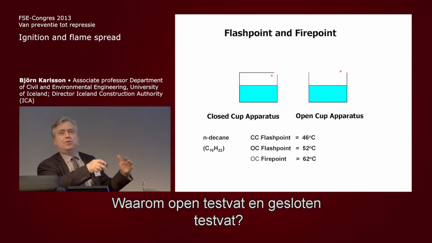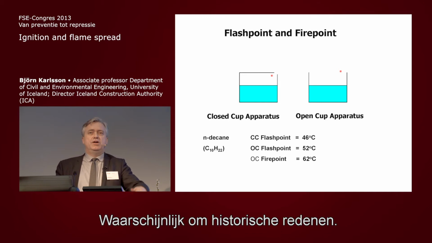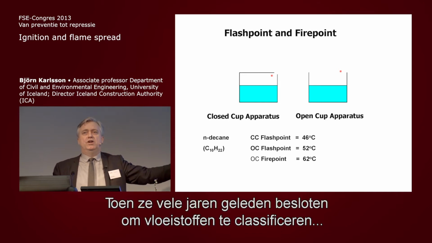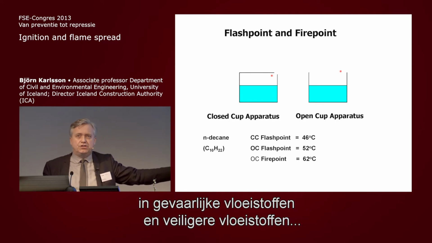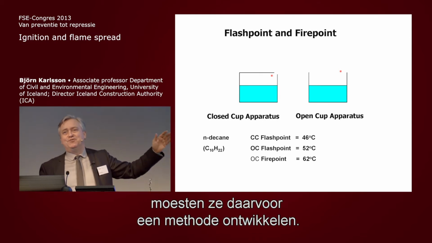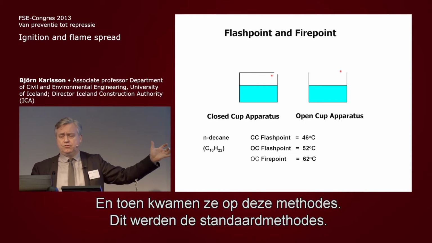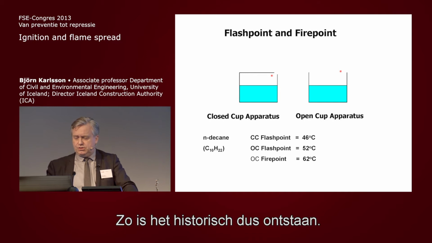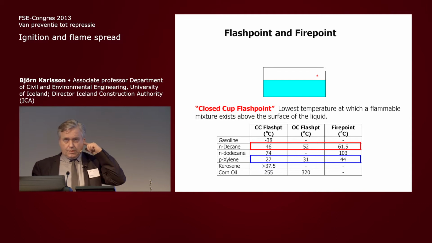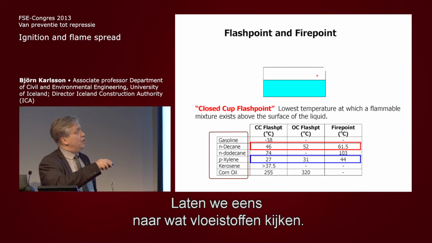Why do we have open cup, closed cup? It's probably for historical reasons. Very many years ago, when they decided to classify liquids, to say this is a dangerous liquid, this is an okay liquid, they had to find a method of doing it, and they found these two methods, and these became the standard methods. So it's just historical how it happened. Now let's have a look at some liquids.